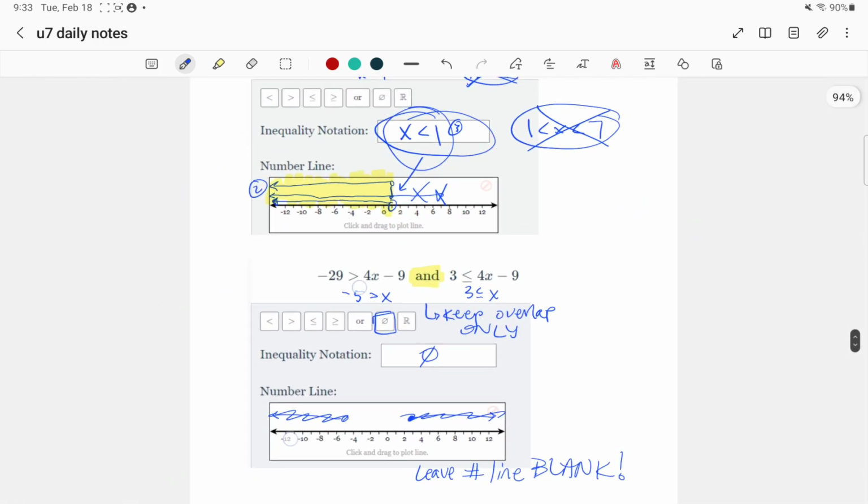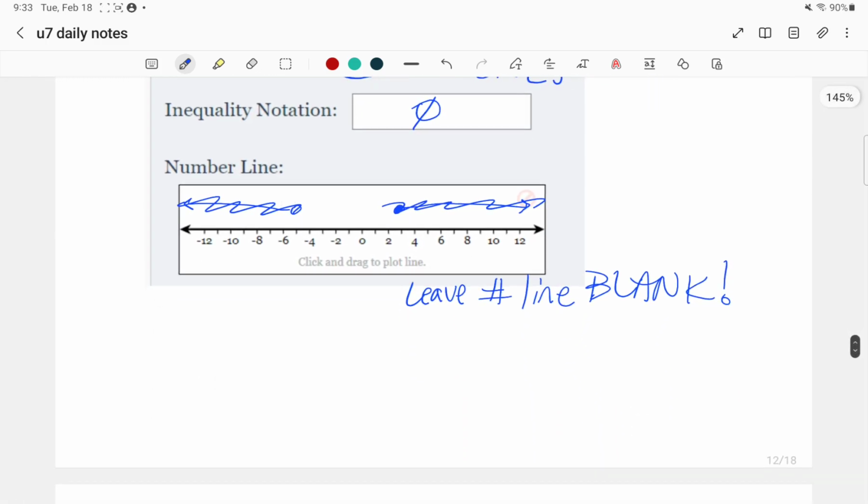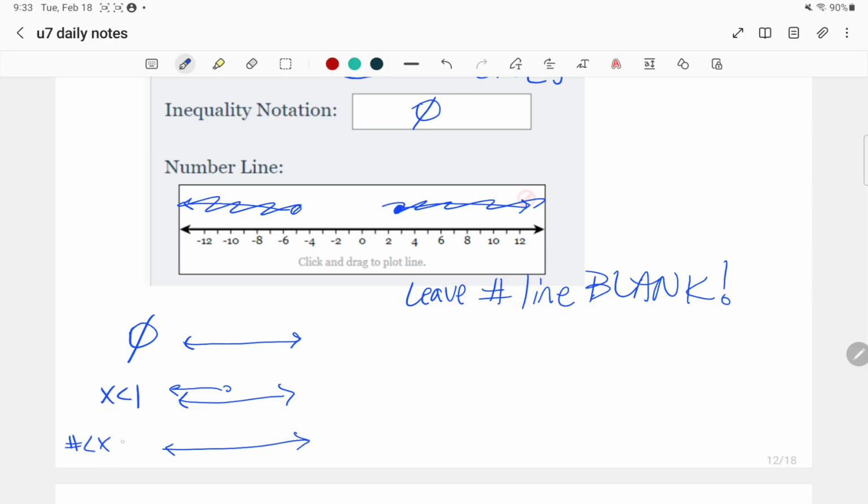So, to recap for ands, you can have no solution, where it's just a blank number line. You can have like the x is less than 1, where you have one line going one way. And you can have Baymax's eyes. And that's when you have like a number less than x less than another number. And it looks like that. Those are your and options.